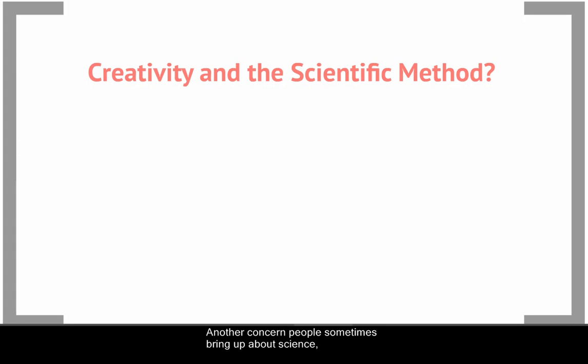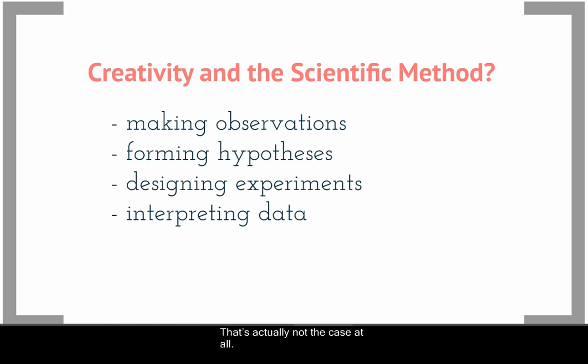Another concern people sometimes bring up about science, or an issue they think of with science, is that it's not creative. That you have art and music and that's creative, and science could basically be done by robots because it doesn't have any room for creativity. And that's actually not the case at all. There's a lot of creativity in how we make observations. Different people can look at a plate of bacteria or a microscope slide or a group of geese and see very different things. And so there's a lot of creativity there.